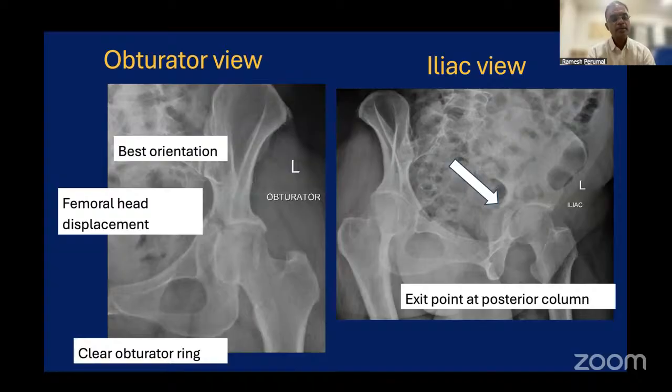Here you can see the femoral displacement. The femoral head is getting displaced anteriorly, so our approach has to be based on the anterior side. When it displaces more on the posterior side in the iliac view, we have to go more on the posterior side. The obturator view is one of the clear indications of the intactness of the obturator ring. In an iliac view, we can see the posterior exit of the transverse fracture. Depending upon the levels, you can see the level of fracture at the anterior column, the exit at the posterior column, and the intactness of the obturator ring. These are all the characteristics which can be obtained in these special views.